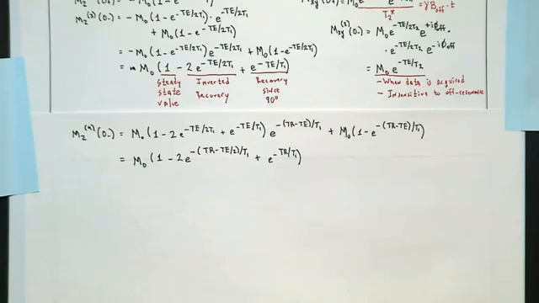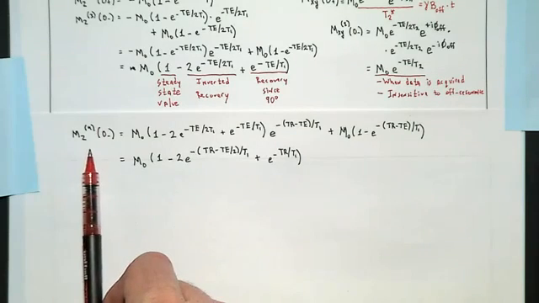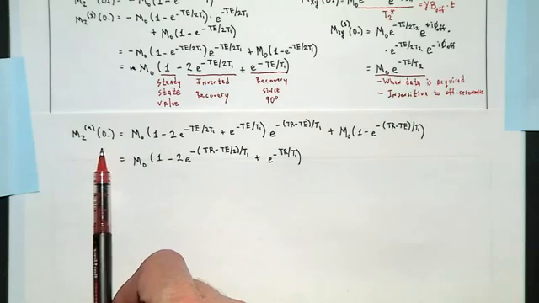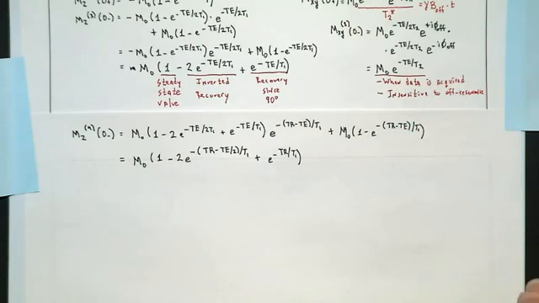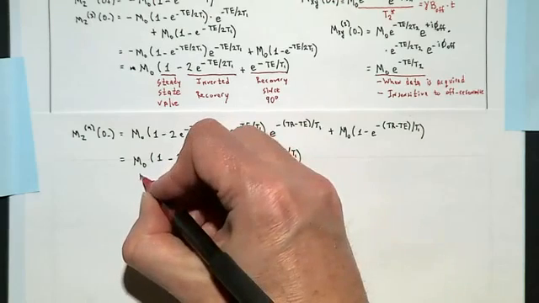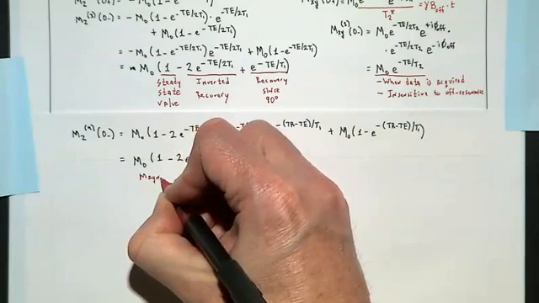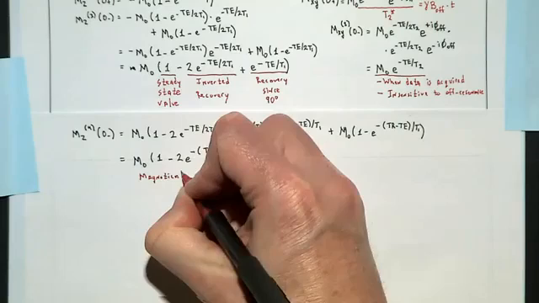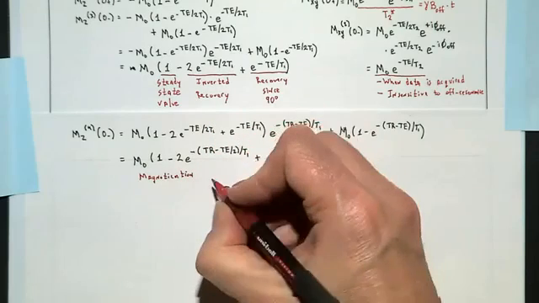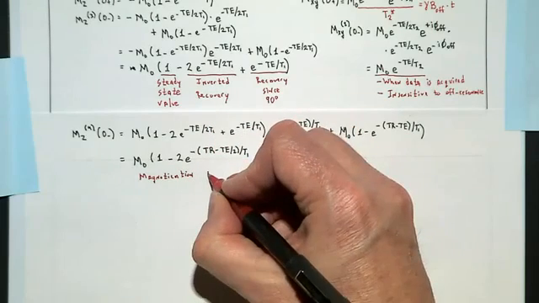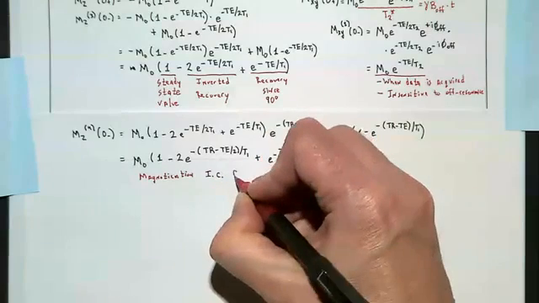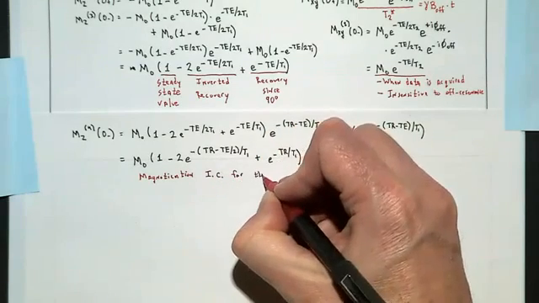That's just algebra. What's interesting about this magnetization, this is the MZ magnetization immediately before the fourth RF pulse, which was the subsequent excitation pulse. So this is the magnetization initial condition for the next TR.